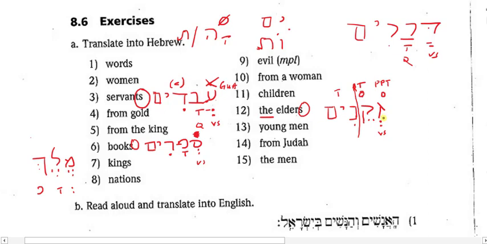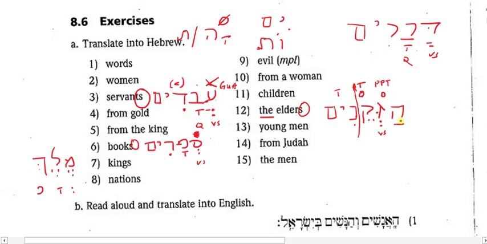Now, that's just the word elders. I have one more thing to do, don't I? Got to add the article to it. So, what do I add? Ha. Hey. What's underneath? Patach. What goes in here? A dagesh forte. Okay? So it's ha zakinim. Ha zakinim. Ha zakinim. Okay? Eliza, does that make sense? Good? All right. Good. Others?